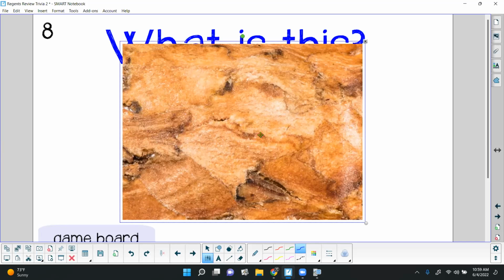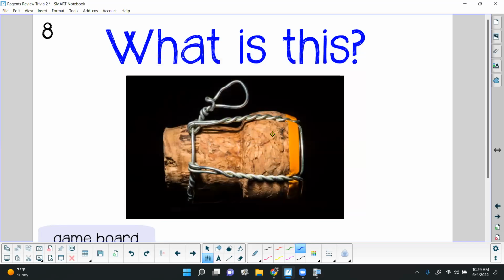It's something totally different. It is a piece of cork, like from a champagne bottle. I would have never guessed that. I saw that and I was like, oh, I would never guess that. So they zoomed in right here. How cool is that? All right. Thanks for playing. Sorry, you got it wrong.